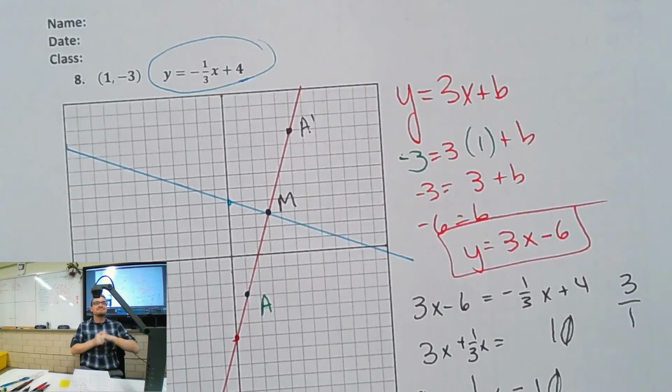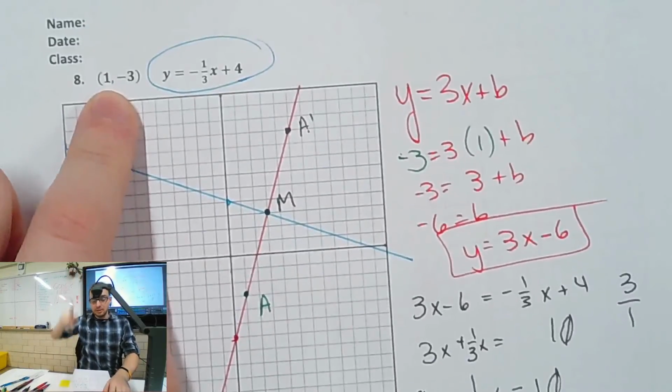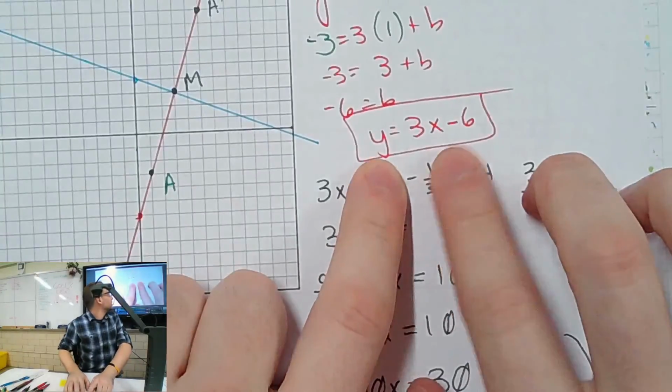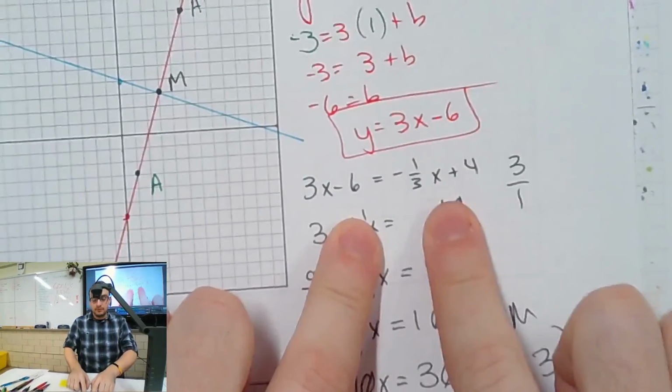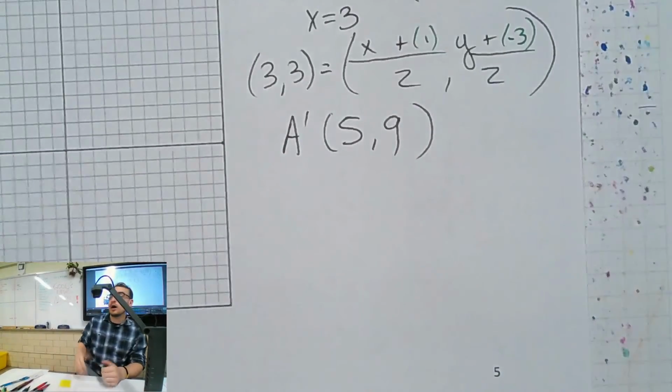How you feel? So. Plot the stuff. Change the slope. Find your perpendicular. Set them equal. Find where they intersect. Use that intersection in the midpoint formula. Average of the x's, average of the y's.